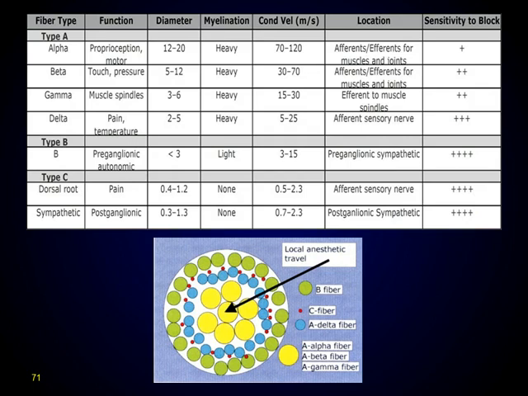Okay, and then what will happen? You don't transmit the action. Nope, you don't transmit either your parasympathetic or your sympathetic response to your target organ.